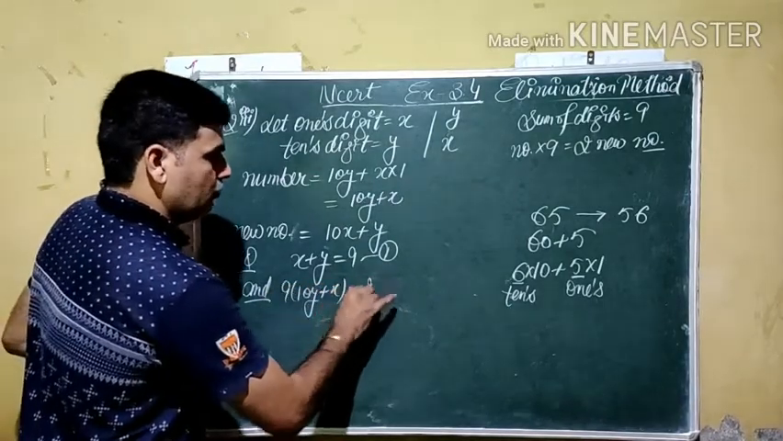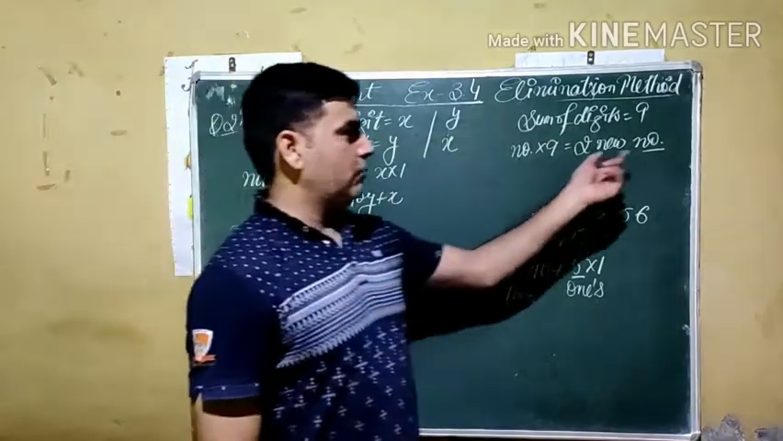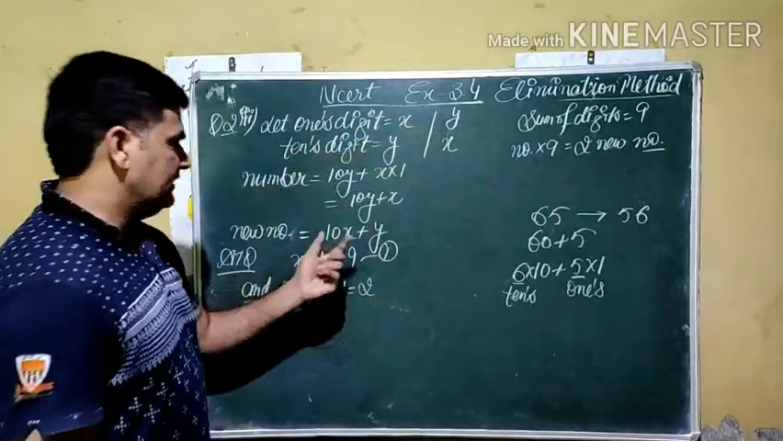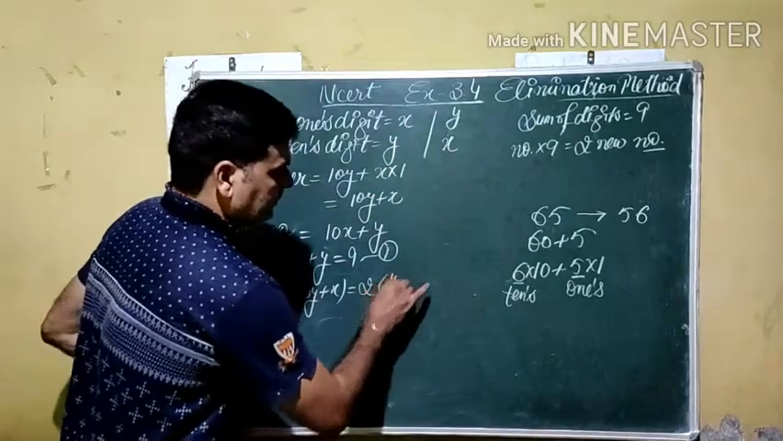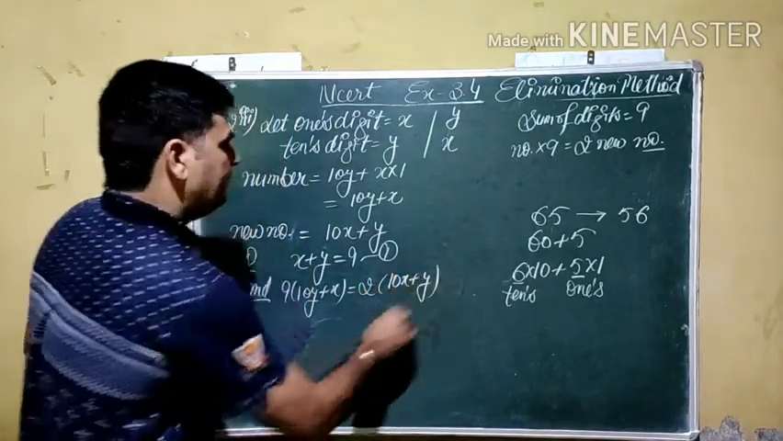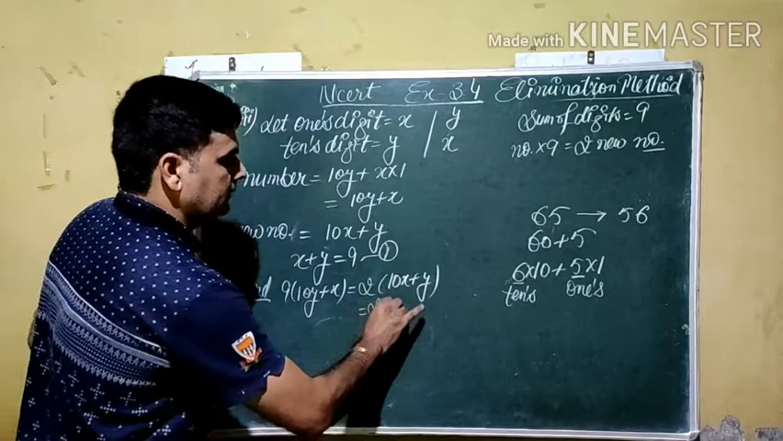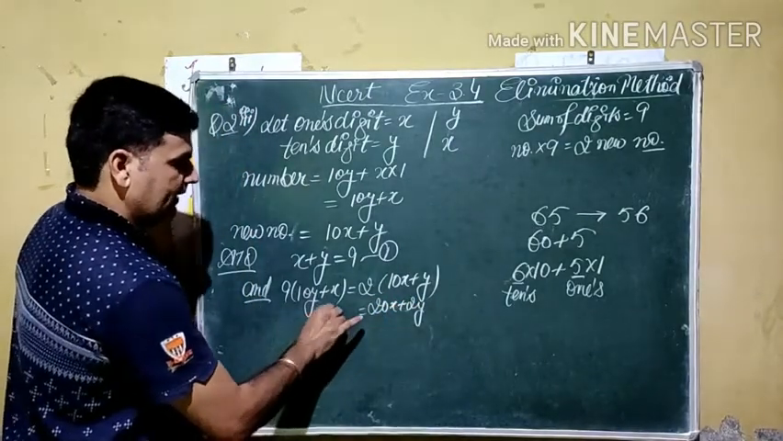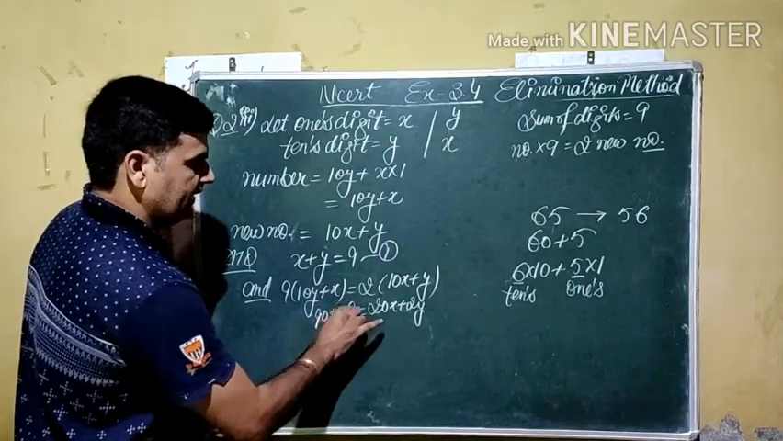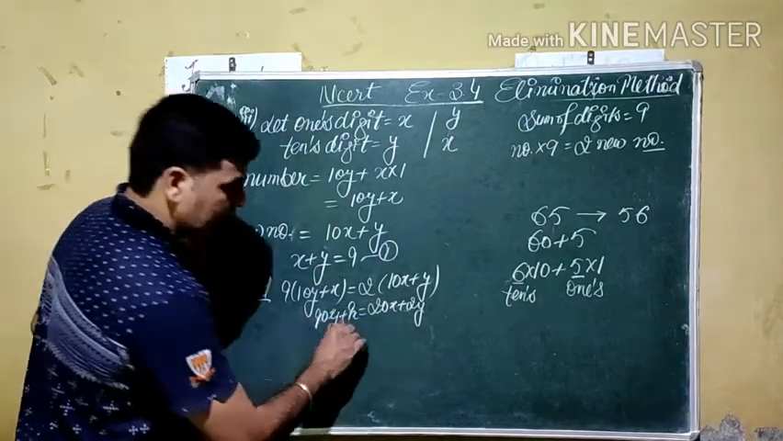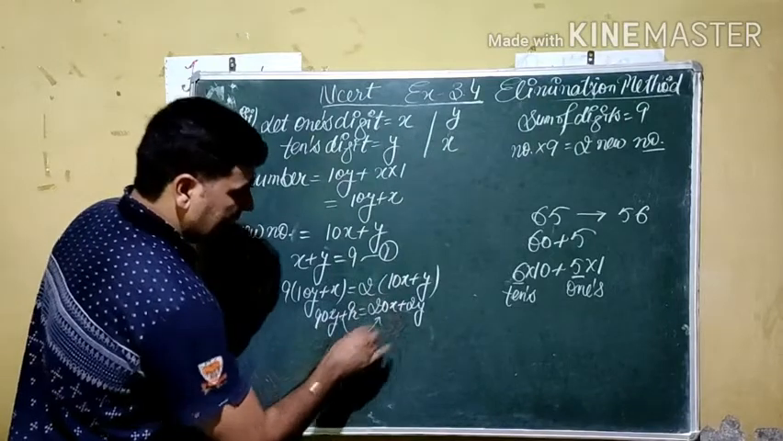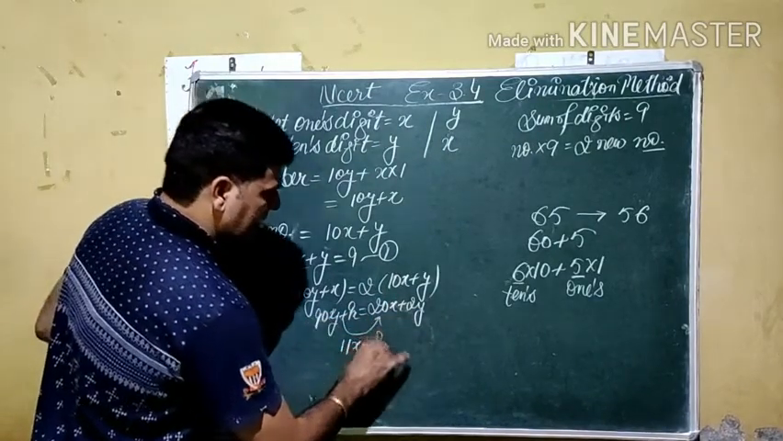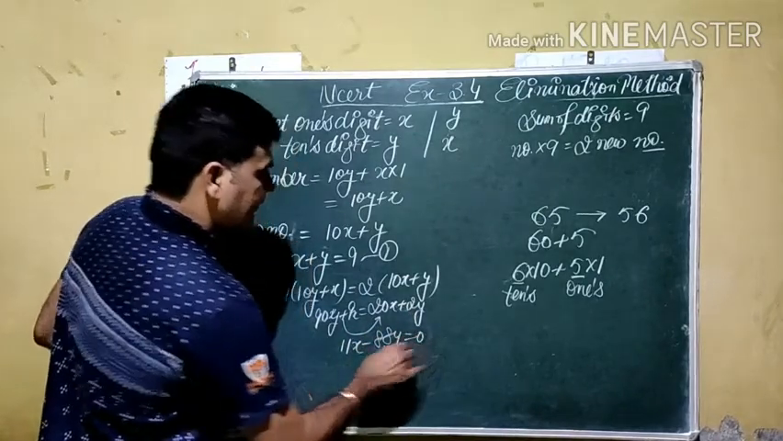We get 2 times the number that is obtained by interchanging the positions, meaning on reversing the digits, that is given by 10x plus y. If we simplify, on the right hand side we get 20x plus 2y. On the left hand side we get 90y plus 9x. If we shift all of them to the right hand side, we get 20x minus 9x, 11x, and on the other side we get minus 88y. Each value is divisible by 11.